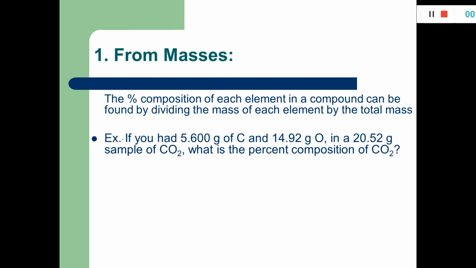Say we have a particular compound here, CO2, and we want to know what the percent composition is of each element in that compound. If we know that we have a certain mass of carbon and a certain mass of oxygen, and we have the formula here, we also have the total mass, so we can do it just from the numbers for this one. We can find out what is the percent of carbon, what is the percent of oxygen in this compound.